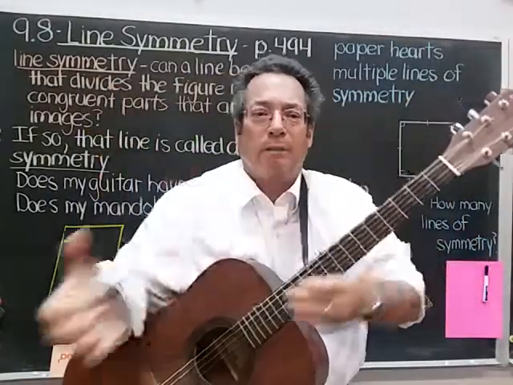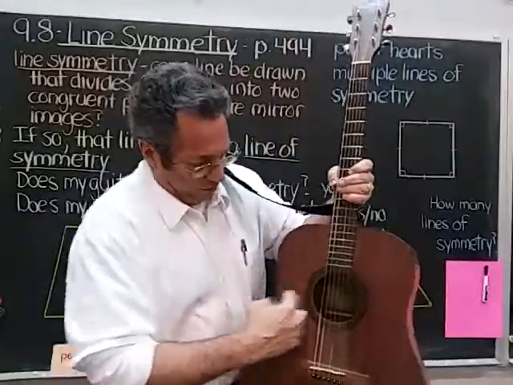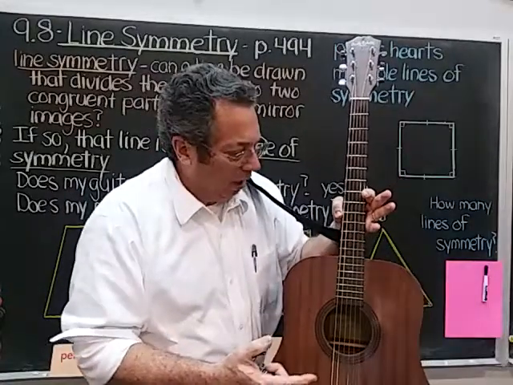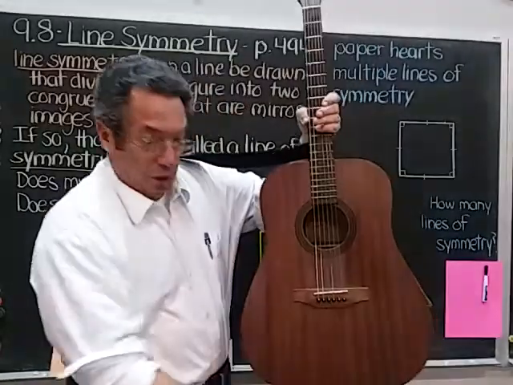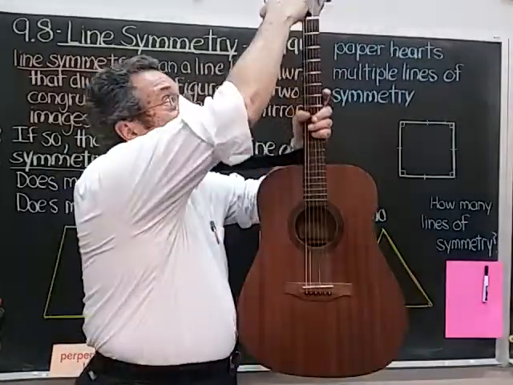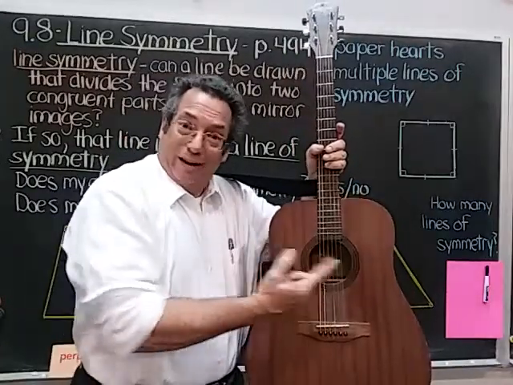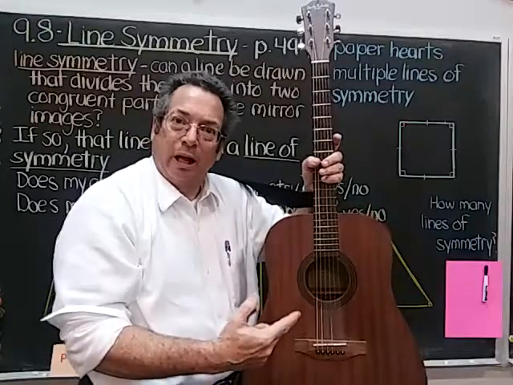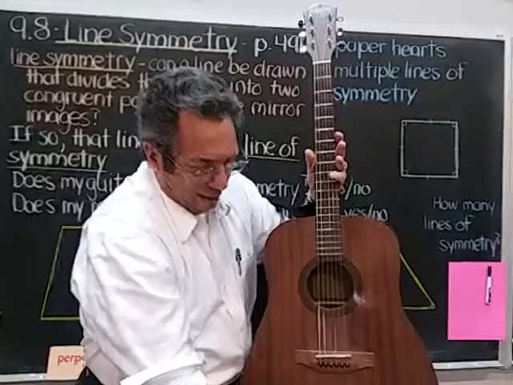Now look at my guitar. This guitar doesn't have symmetry. In other words, can I draw a line this way and fold it over and each piece fits? No. That way? No. How about from the top down through the bottom? Can I draw a line from the top down through the bottom and both sides are, I know they're mirror images, but they are congruent? They're the same? Yes, I can. So this guitar has what we would call one line of symmetry right down the middle here.